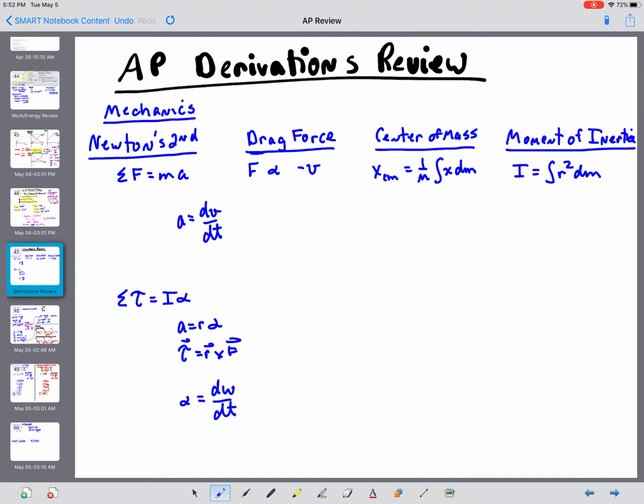Drag force. Drag force generally we modeled as force being proportional to the velocity, but in the opposite direction. We're going to talk through a derivation with that in just a second. And then center of mass and moment of inertia, which mathematically are very similar equations. Center of mass has an integral of x dm. Moment of inertia has an integral of r squared dm. So there's a difference in a power and a significant difference in terms of the interpretation of what you get. And we'll talk through derivations with those here in just a second also.